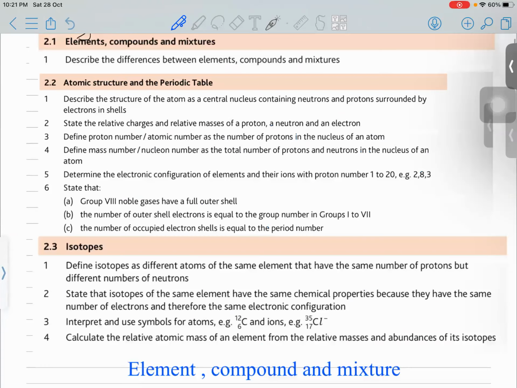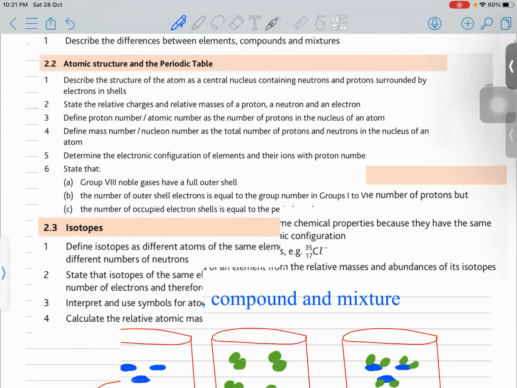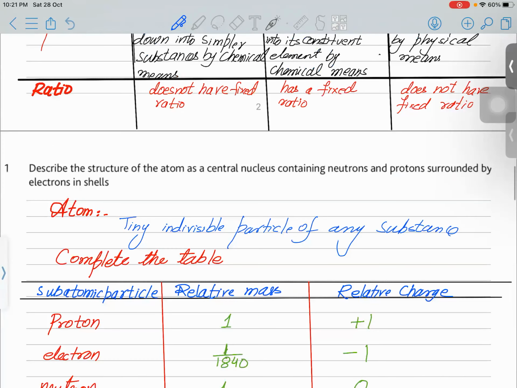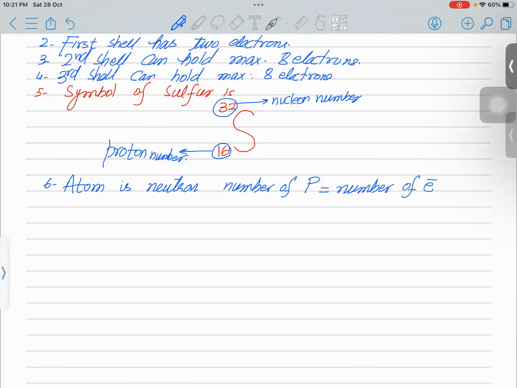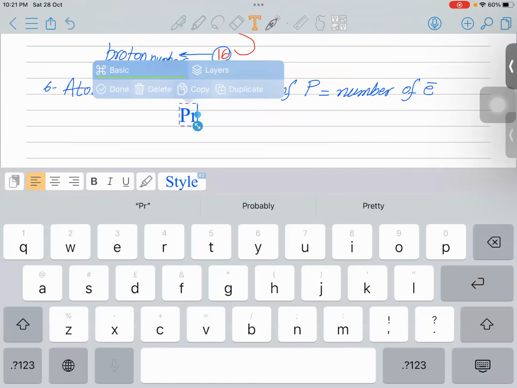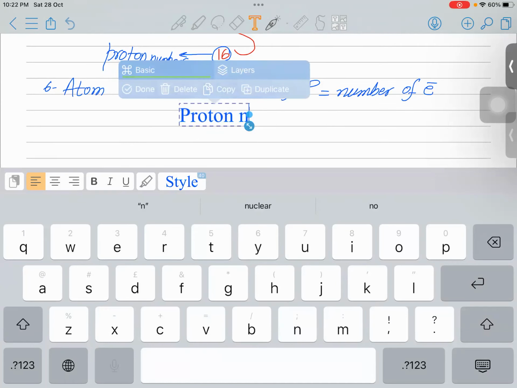So first, describe the structure of the atom as a central nucleus containing neutrons and protons surrounded by electrons in shells. State the relative charge and relative mass of proton, neutron, and electron. Define proton number, atomic number, as the number of protons in an atom. So next is proton number.